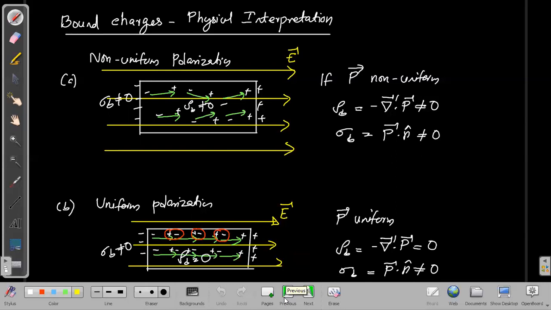So with this, we can stop here. In the next class, we'll discuss Gauss's law in the case of dielectrics, and we'll discuss linear dielectrics, then the boundary conditions, and so on. Before that, go through this and study it well. We'll see you in the next class.